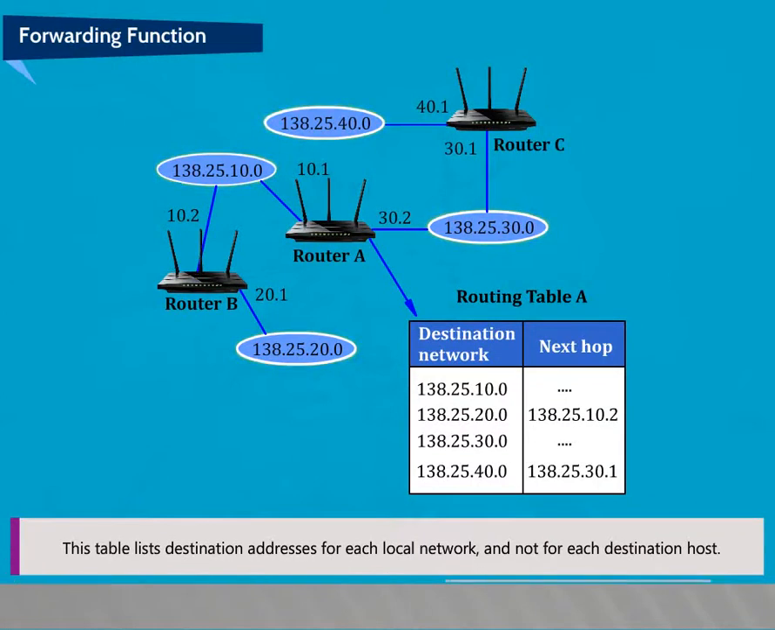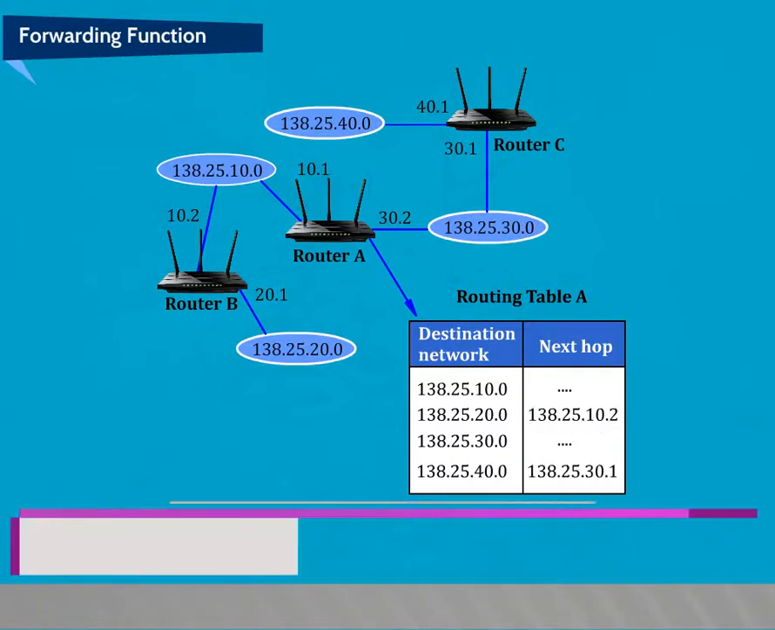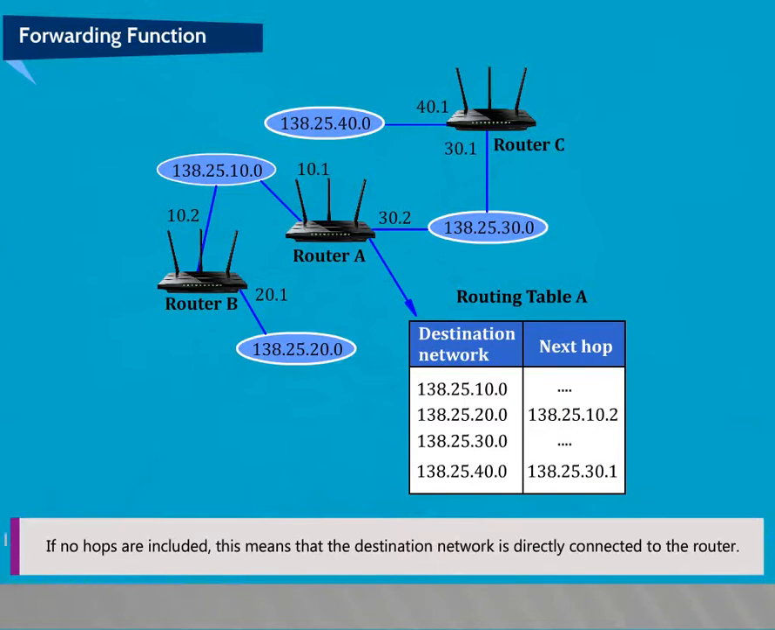This table lists destination addresses for each local network and not for each destination host. This table also includes as the next hop the address of the next router to which the packet must be transferred. If no hops are included, this means that the destination network is directly connected to the router.